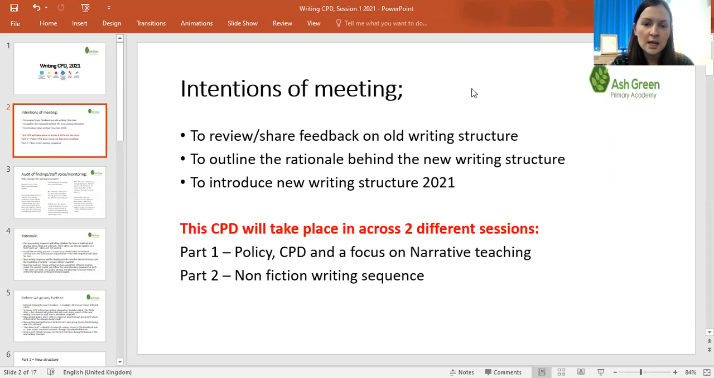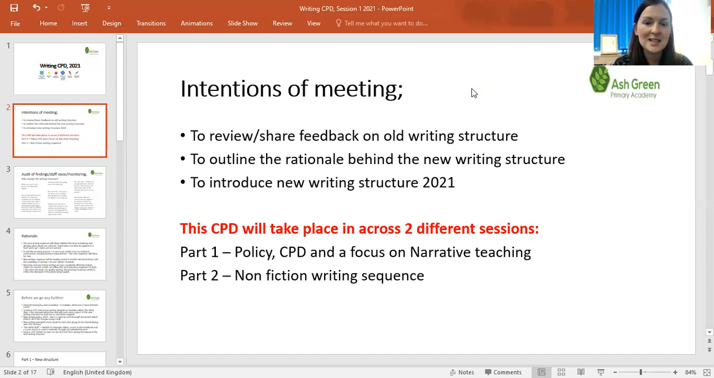The CPD will take place in two parts and across two different sessions. So the focus today will be to introduce the new structure. I'll be introducing you to the new policy, and there will be a focus on the narrative teaching side of it. And then the second session will be a focus on the non-fiction writing sequence. That will all become clear as we go through.